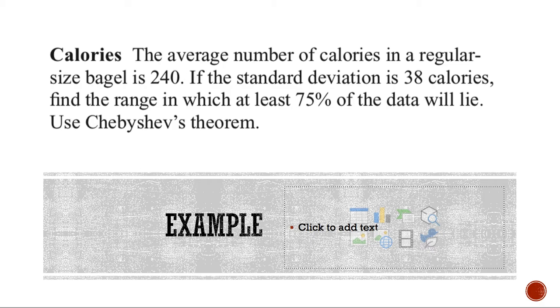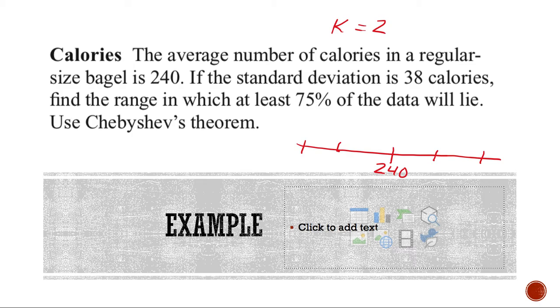The first example says the average number of calories in a regular sized bagel is 240. Essentially I'm going to be making a number line, and the average is going to sit in the middle. The standard deviation is 38. Find the range at which at least 75% of the data lies. Because they give me 75%, I know that the k value is 2. And a k value of 2 means that I'm going to jump 2 spots on either side of the mean. So I'm going to mark off 2 tick marks on either side of the mean because k is 2.